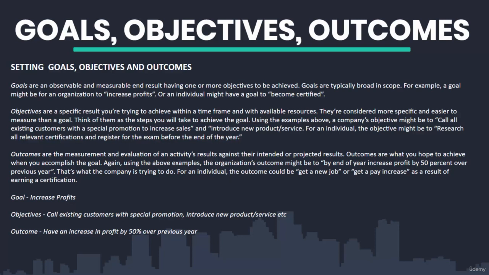And when it comes to outcomes, they are the measurement and evaluation of an activity's results against their intended or projected results. So outcomes are essentially what you hope to achieve once you accomplish that goal. If we look at the above examples, what is the goal? It's to increase revenue, right? Increase profits. And then the objective is to call our existing customers and let them know about an existing promotion. And then our actual outcome may be by the end of the year to increase profit by 50% over the previous year. So it's really the end goal, right? The outcome that you're looking to achieve.